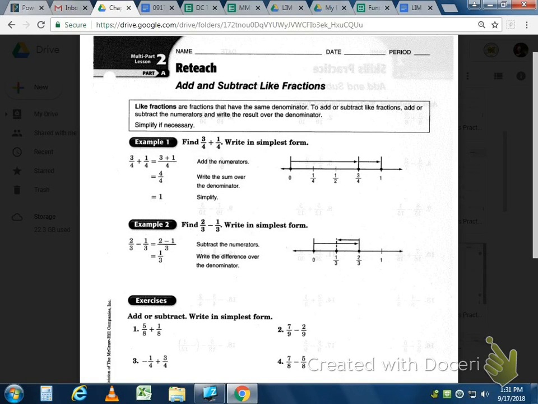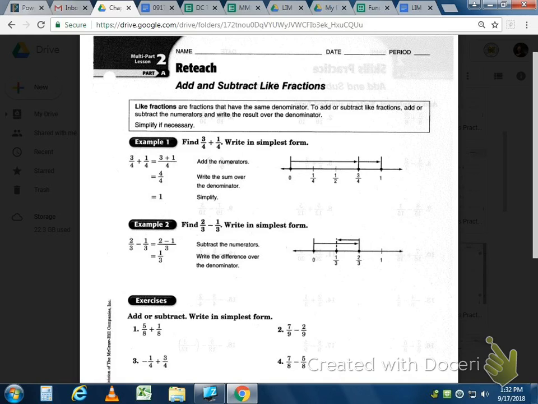3.2a, add and subtract like fractions. Like fractions are fractions that have the same denominator. To add or subtract like fractions, you add or subtract the numerators and write the result over the denominator, and simplify if necessary. So fractions should always be left in the simplest form. That means nothing else can cancel out from top to bottom, and it definitely cannot be left as an improper fraction.